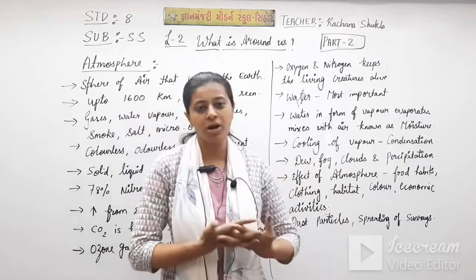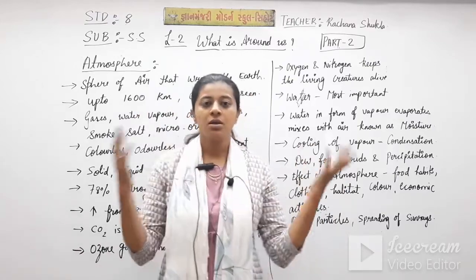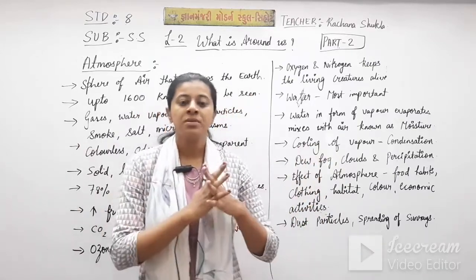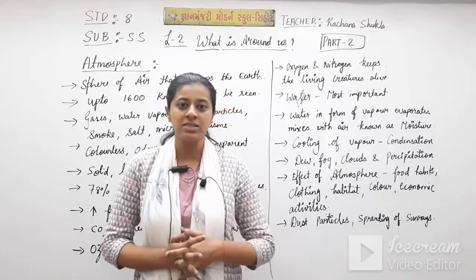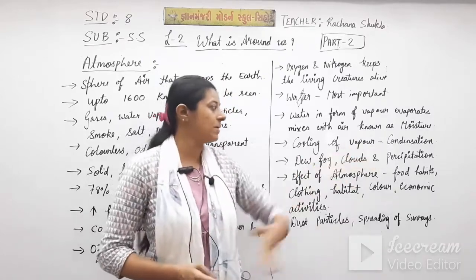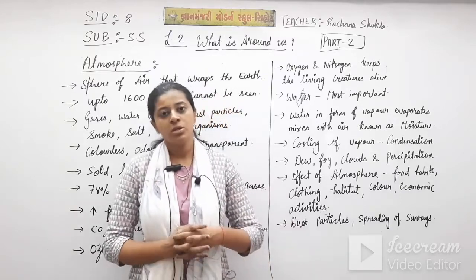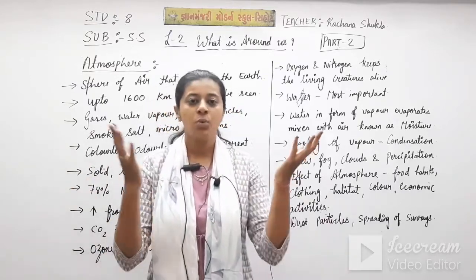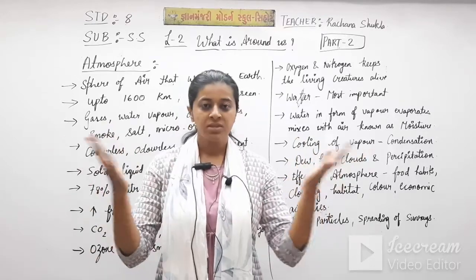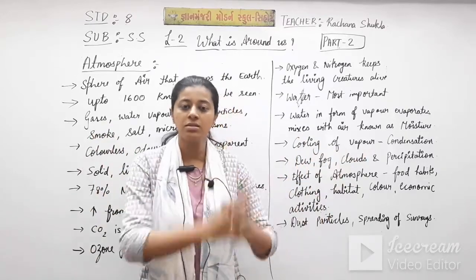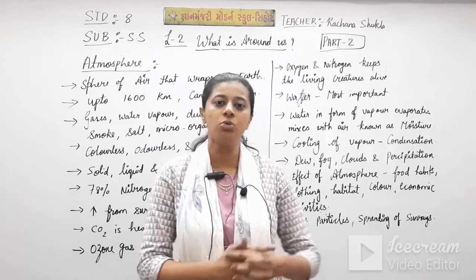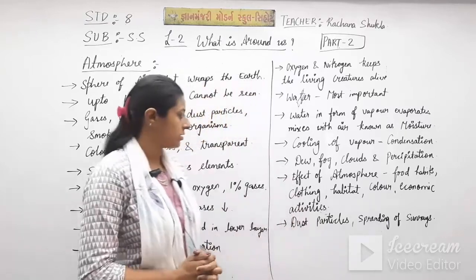Now talking about clouds. All of you know what clouds are. Clouds are formed due to the evaporation and condensation process and the precipitation. Precipitation means the falling of rain from the clouds. So when the clouds are formed and full of water, they strike with each other in the atmosphere and finally give rain on the earth.